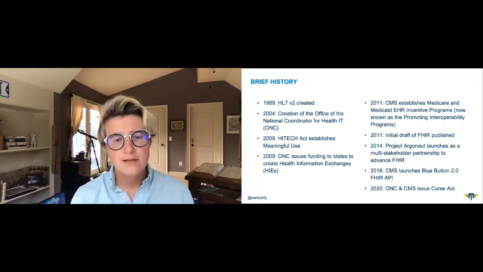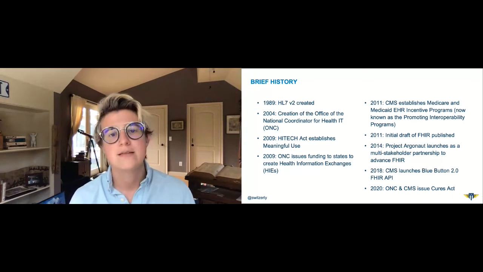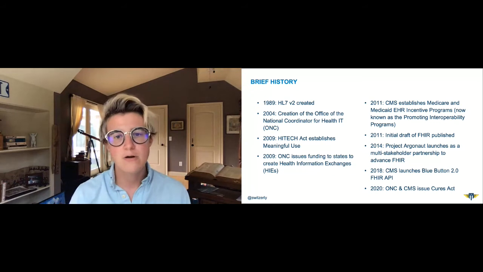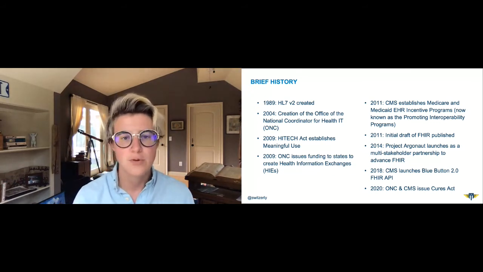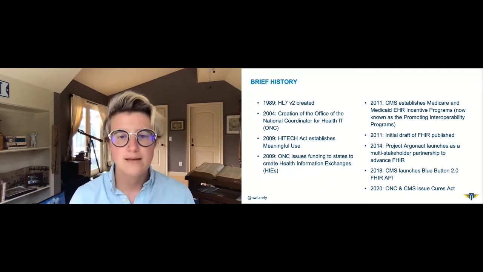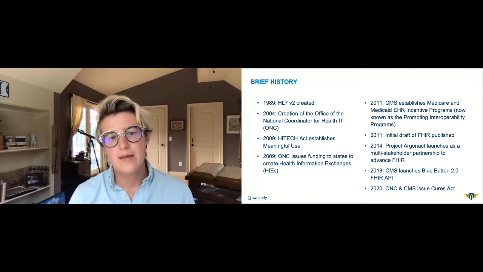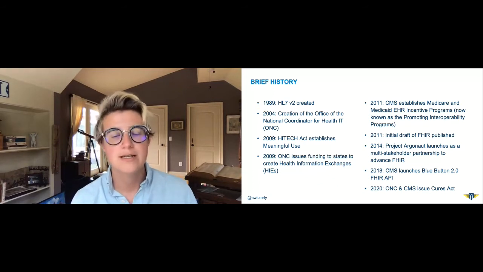In 2011, a couple things happened. We get Medicare and Medicaid incentive programs for EHRs, now called Promoting Interoperability Programs as of 2018, because interoperability is the big word. Also in 2011, FHIR first started, which is pretty exciting.